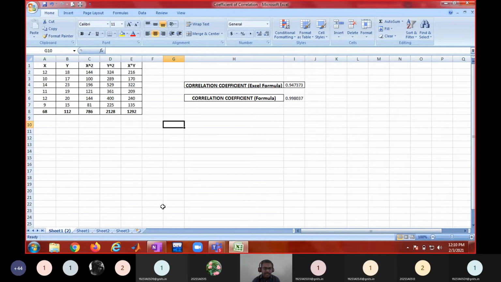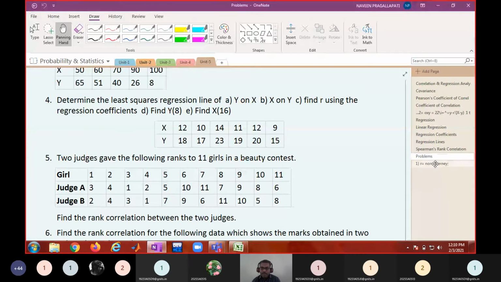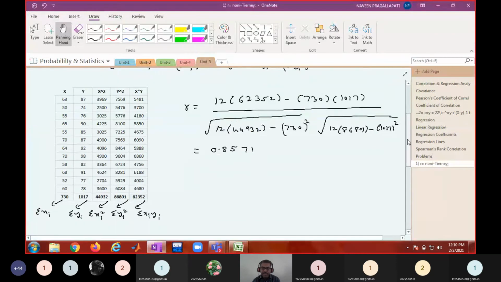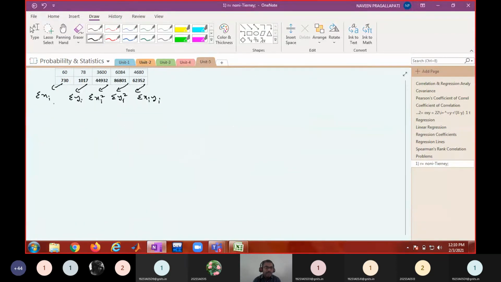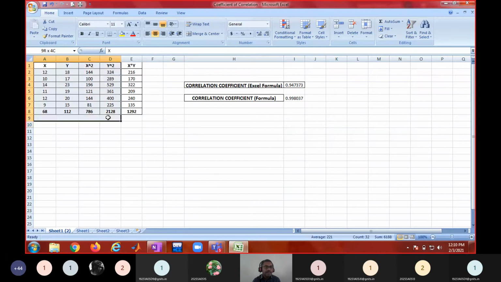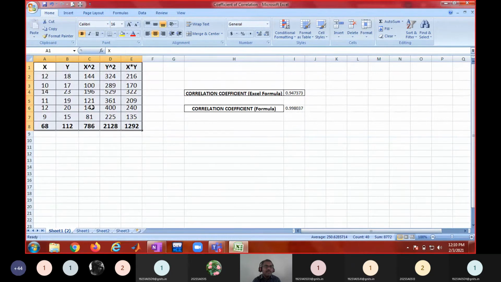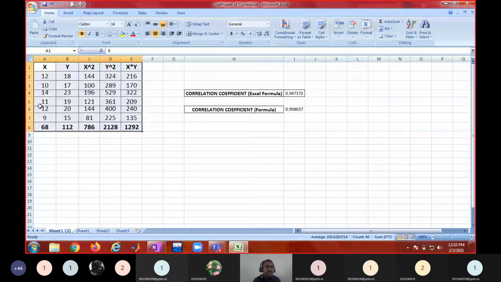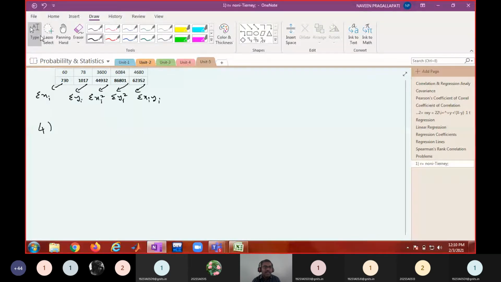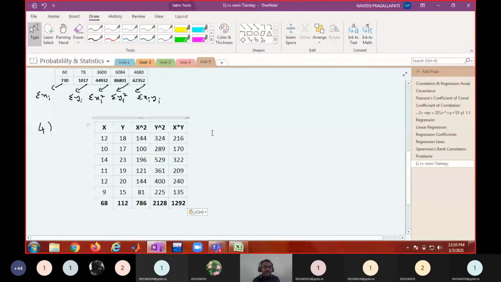Let us write down the normal equations for each regression line. This is problem number 4, so the data is there. Let me copy the data first. So if I have data like this, then I can write down the normal equations.